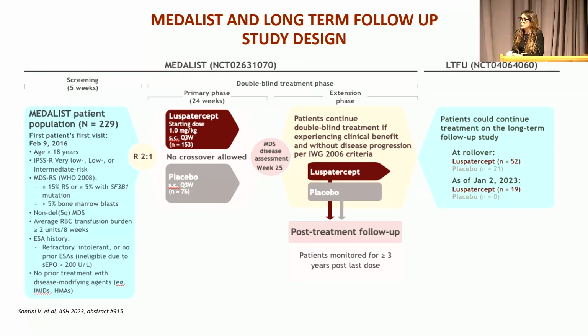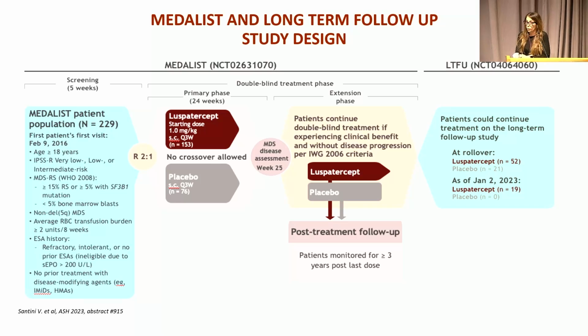For this reason, in the MEDALIST trial, luspatercept was compared with placebo in patients with a diagnosis of MDS-RS, transfusion dependent, who, after failure of ESAs or who were intolerant to ESAs, were enrolled in a double-blind primary phase. Patients were randomized 2-to-1 to receive luspatercept or placebo, and luspatercept was administered at the starting and standard dose of 1 milligram per kilogram of body weight every 3 weeks subcutaneously.